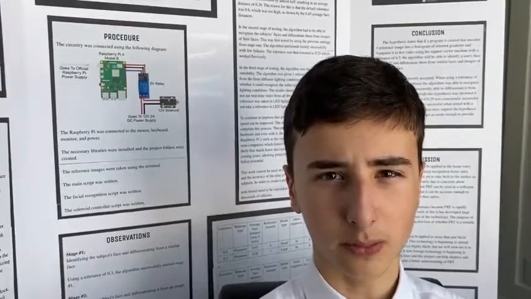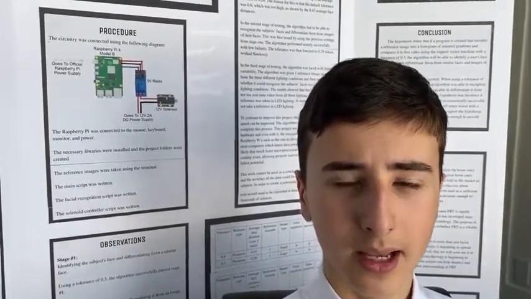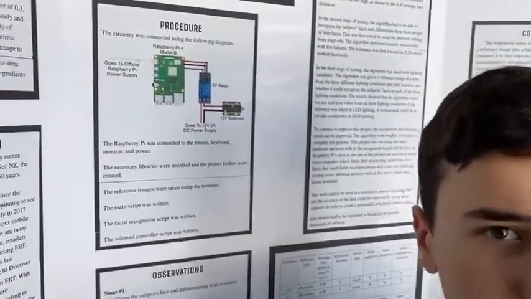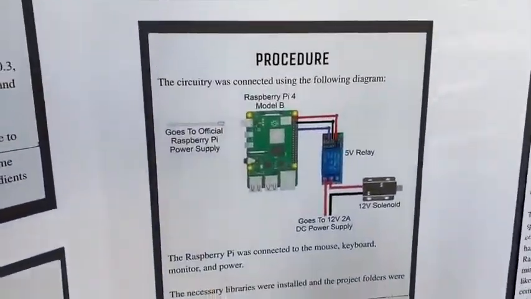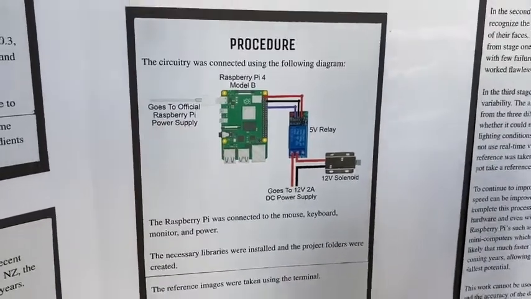The procedure for this project began with connecting the circuitry. Next, the Raspberry Pi was connected to the keyboard, mouse, and power. Then, the necessary libraries were installed, the reference images were taken, and 3 scripts were written.